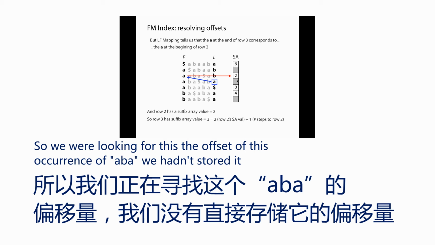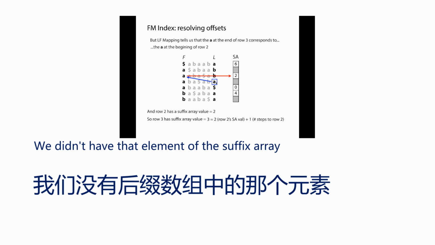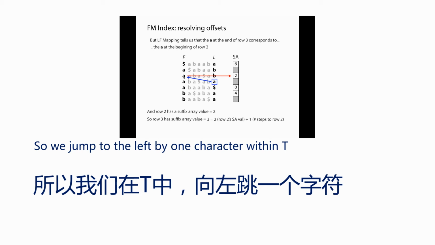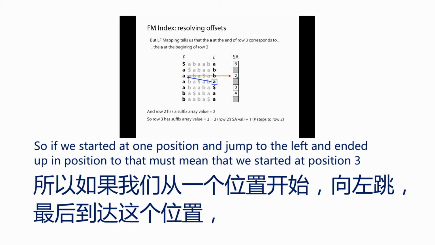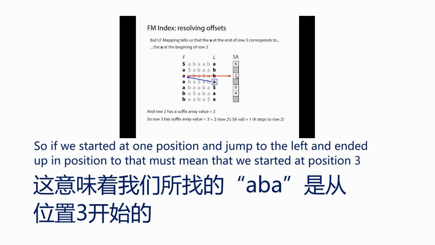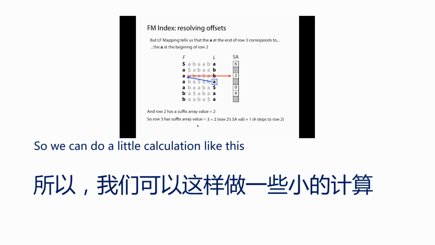So we were looking for the offset of this occurrence of ABA. We hadn't stored it. We didn't have that element of the suffix array. So we jumped to the left by one character within T, and that rotation, that suffix, we figured out was at offset 2. So if we started at one position and jumped to the left and ended up at position 2, that must have meant that we started at position 3. So we can do a little calculation like this.